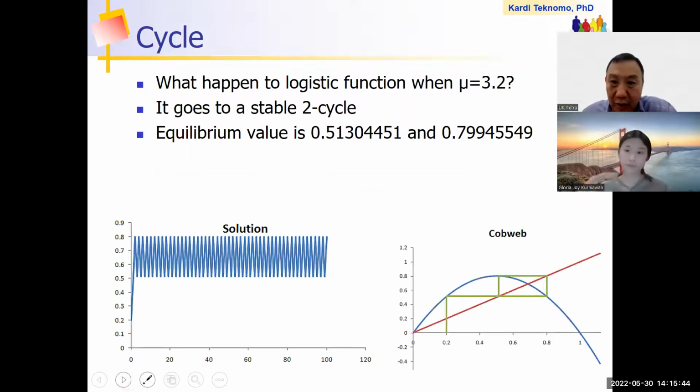Right? This is exactly 3.2, okay, you will see this behavior. So this is the equilibrium value, and this is exactly the 2 cycle. Can you see that? Here is the cycle to go to the equilibrium, but not exactly equilibrium. So it will just cycle around the equilibrium. See, up and down, up and down, and that value is exactly this one, 0.5 and then 0.799.